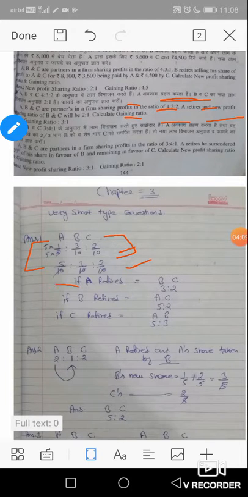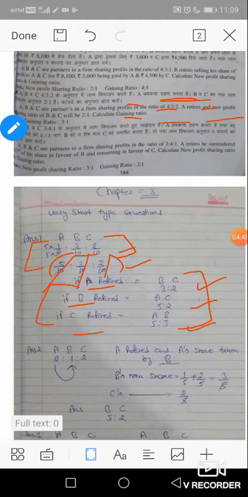Now we will calculate the new ratio if A retires. If A retires, cancel A, then the old ratio of B and C is 3:2, and 3:2 is the new ratio of B and C. If B retires, cancel B, then A is 5 and C is 2, so 5:2 is the new ratio. If C retires, cancel C, then 5 and 3 is the new ratio of A and B, and this new ratio is known as the gaining ratio.